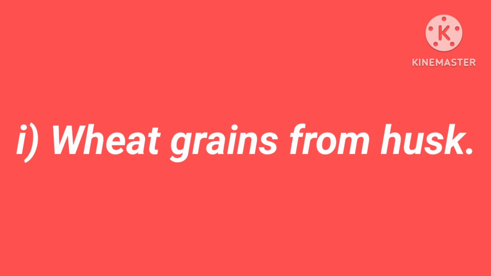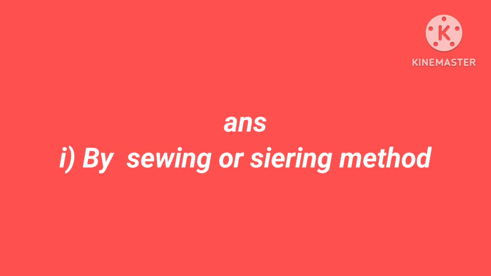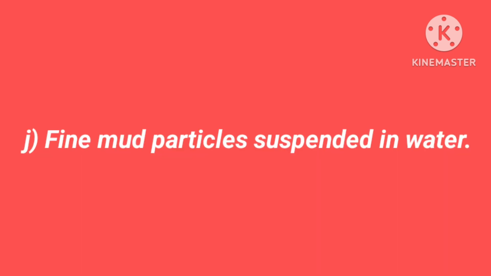Next question, wheat grains from the husk. Of course, you know that wheat is a solid. Again, husk is also a solid. But you know that wheat grains have more weight. Husk is like dust, I mean lightweight. So how do we separate them? By the winnowing method. If you blow air from the other side, all the dust particles or lightweight particles will be blown off.